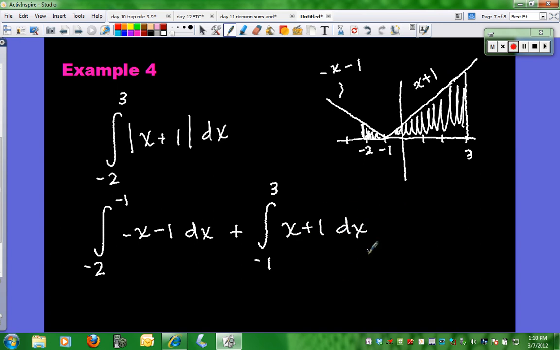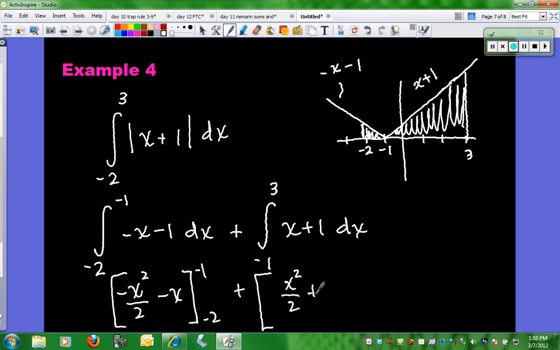Now we do what we always do. We take the antiderivative, -x squared over 2 minus x, and then applying the first fundamental theorem of calculus, we put the lower bound and upper bound in there, and we just add to it this guy. This is going to be x squared over 2 plus x from -1 to 3. What I'd like you to do is evaluate that. Take a moment and do that. You can pause the video and actually go through the motions and see if you get the right answer. I'm going to continue going, but I'd like you to pause it and see. I know some of you will say, I'll just watch, but I'd like you to try one on your own.